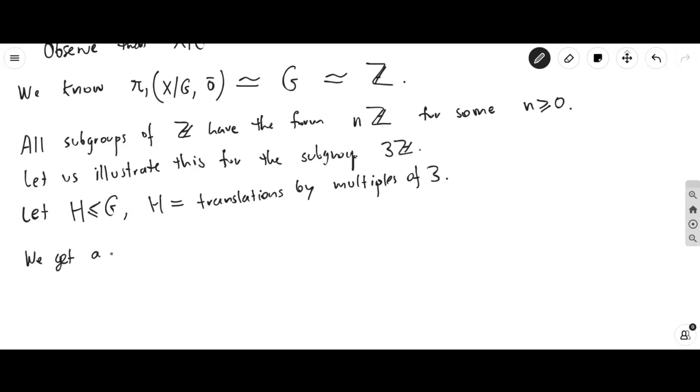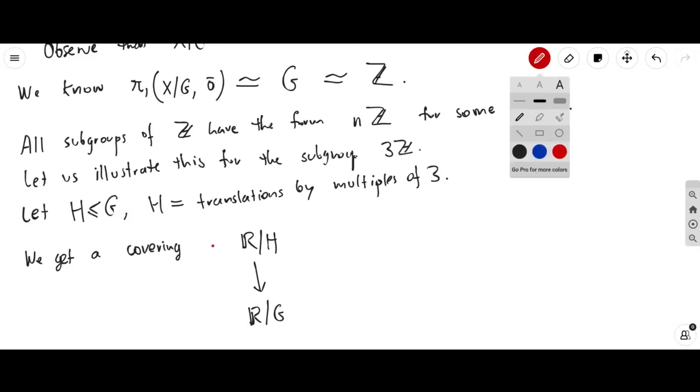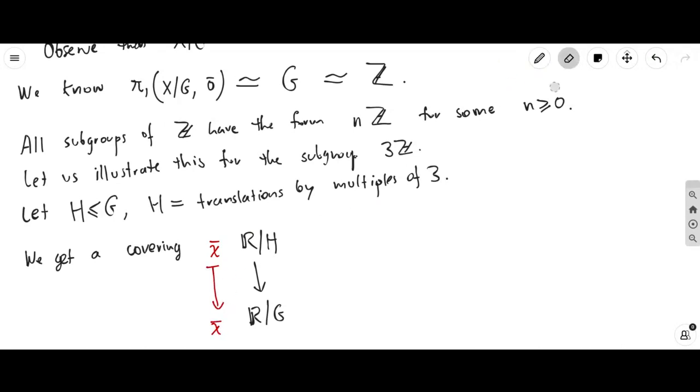We get a covering. This is the covering that we get. If we take the real line, our simply connected space, and we quotient by H, then we get a covering to the real line quotiented by G. The mapping here is actually quite simple: x bar, which represents a real number mod H, is getting mapped to x bar, but this time x bar means the class mod G.